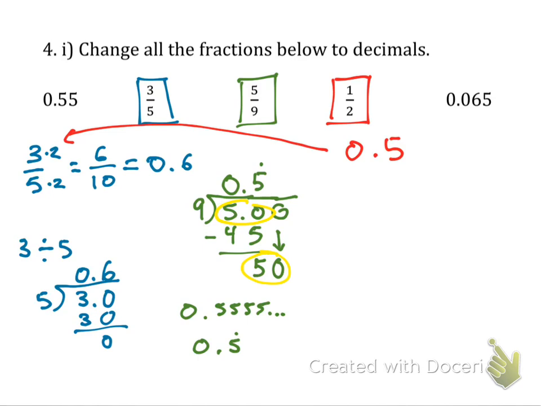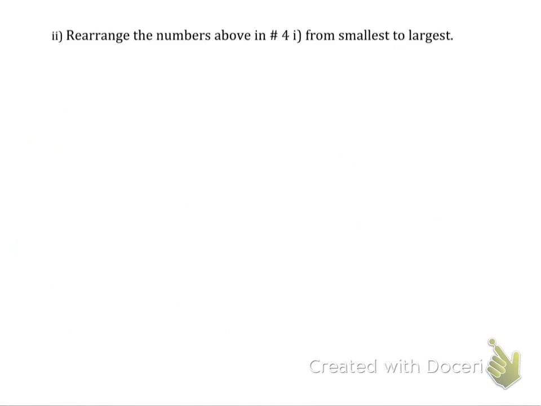So 1 over 2 would be, what times what would make this equal something over 10? I'll let you think about that. So 2 multiplied by what gives you 10? Hopefully you're thinking 5, and I'll let you finish that question from there. The next part says rearrange the numbers above in number 4, part I, from smallest to largest.